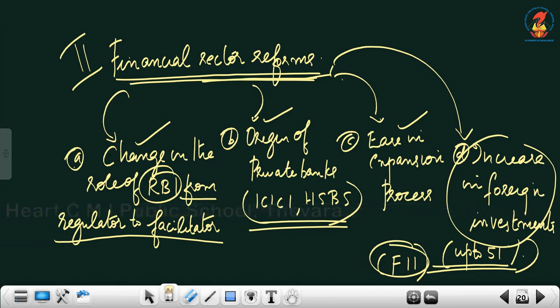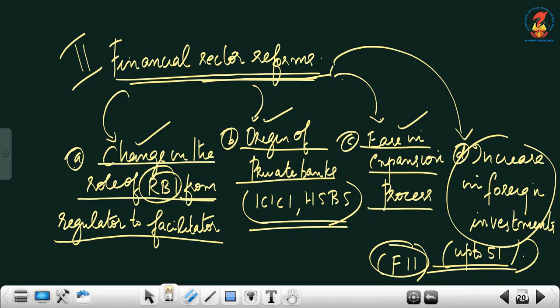So financial sector reforms under liberalization of the new economic policy consisted of change in the role of RBI from regulator to a facilitator, origin of private banks like ICICI and HSBC, then ease in the expansion process, freedom for expanding branches, and finally increase in foreign investments, which went up to 51% during that time period. So with this we have finished the first two major measures of liberalization under the new economic policy.